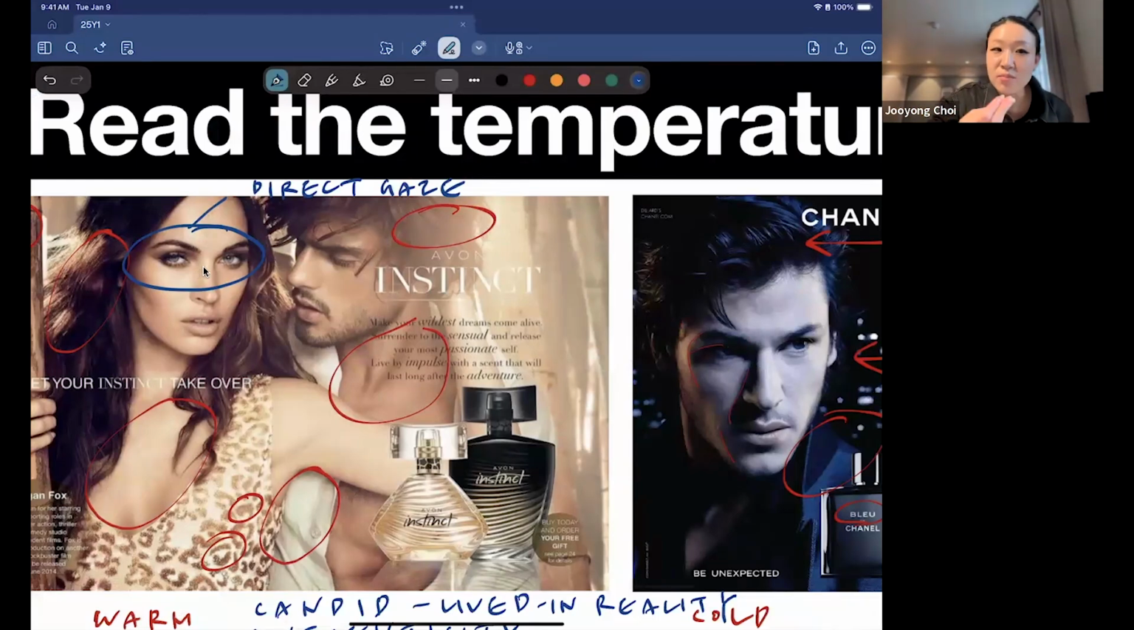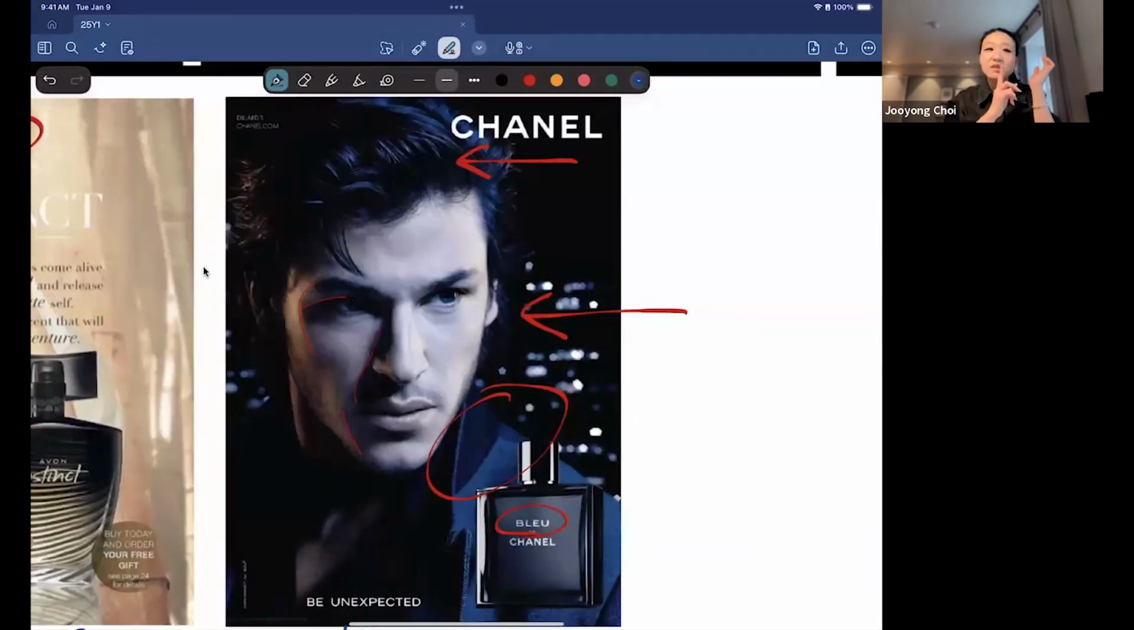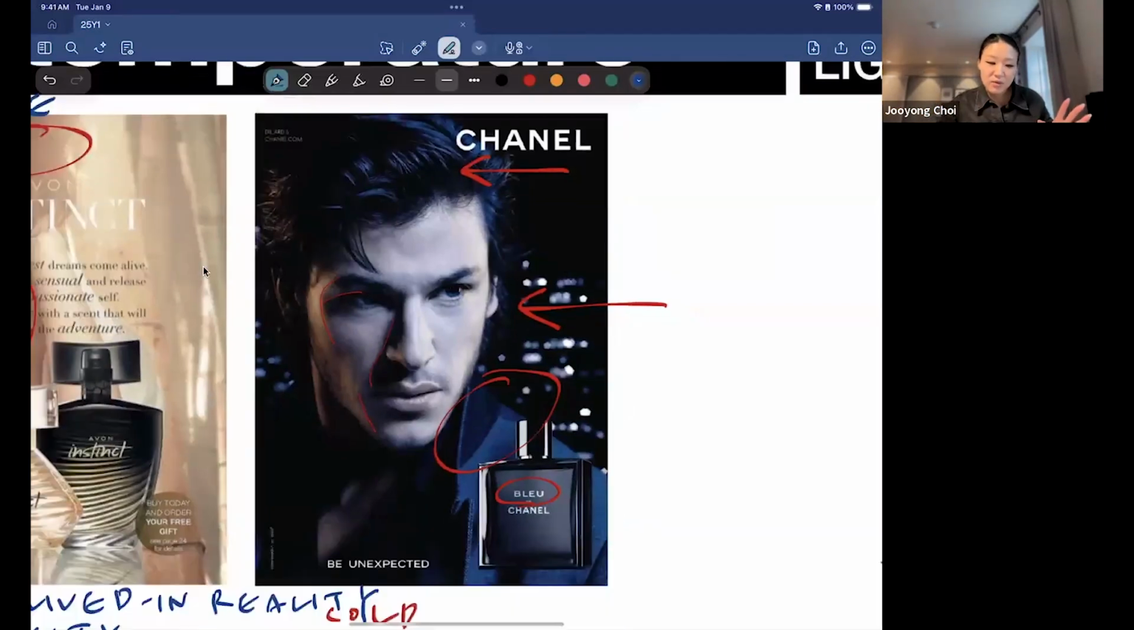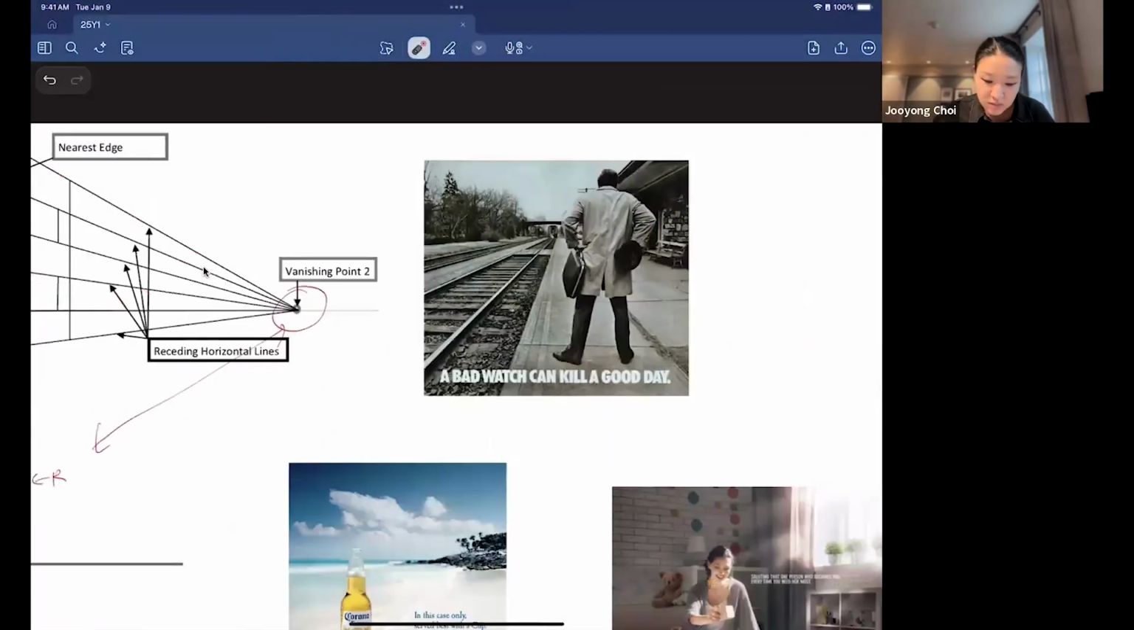If you buy the Avon perfume, perhaps you could feel like Megan Fox, or perhaps you can smell like Megan Fox. Same with the Chanel ad. If you spritz yourself with this Chanel perfume, perhaps you could bring the kind of mood and atmosphere that this man brings. Do you see how the effect of the lighting, whether it's studio lighting, coordinated, or natural, authentic, do you see the different effects and how they tie with the message of the text? Yes?